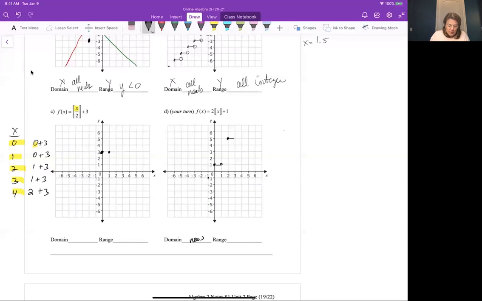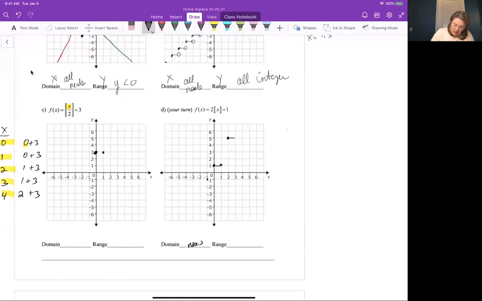Well, what happens when I take the value of x equal to 2? 2 divided by 2 is 1, and that is an integer. So the output of that greatest integer function is 1. 1 plus 3 gives me 4. So I have just jumped up to 4. Okay, so I've just had a transition. Now it's a question of looking at the values in between.